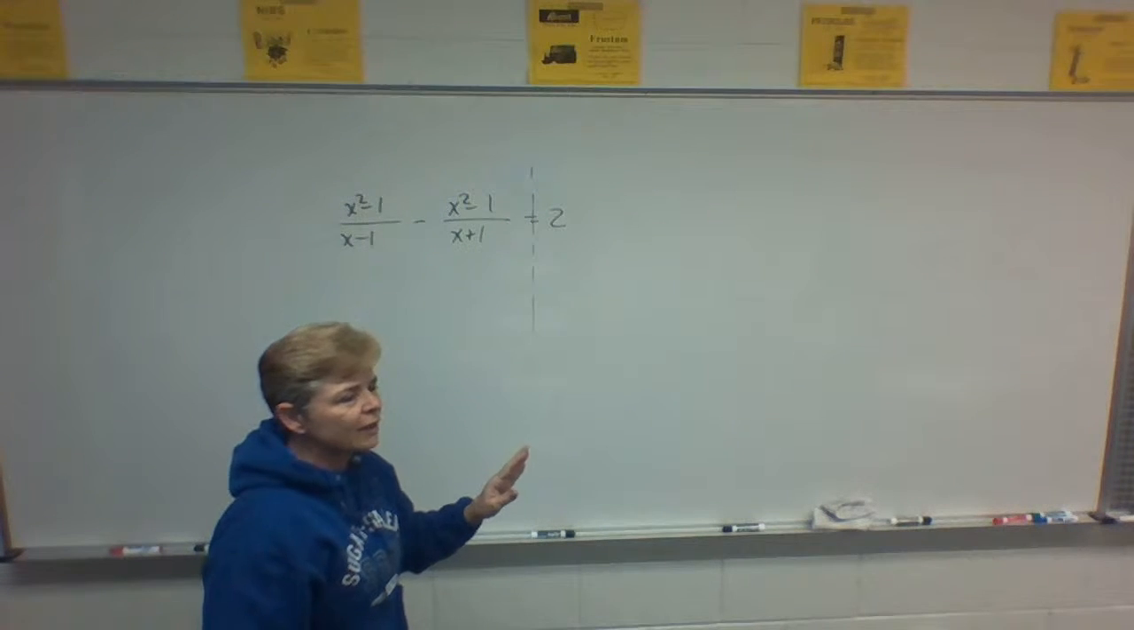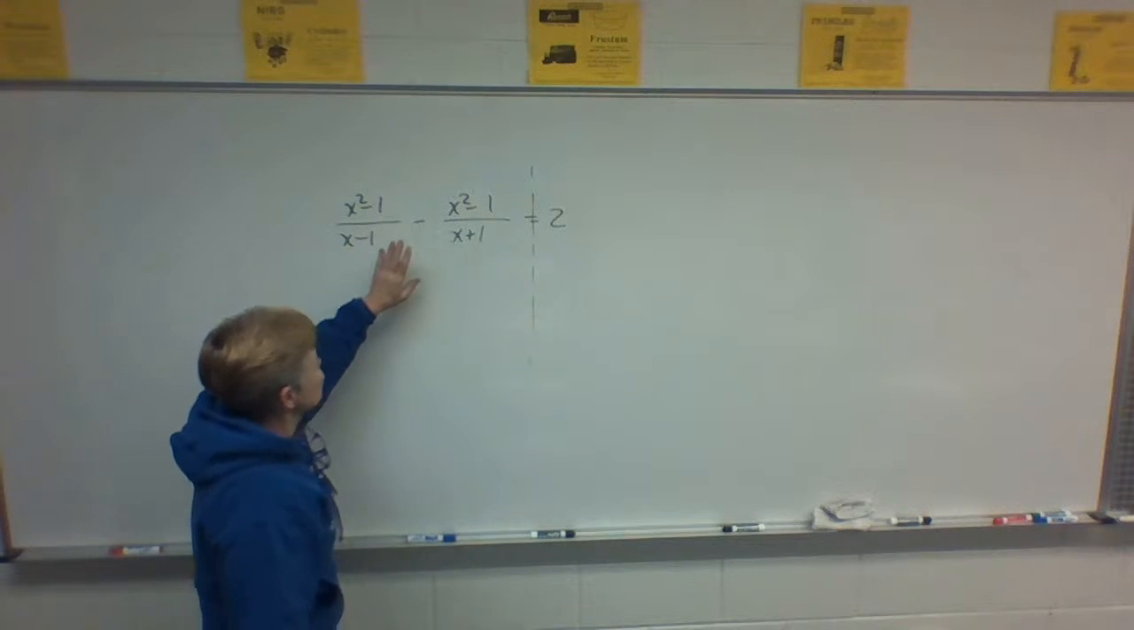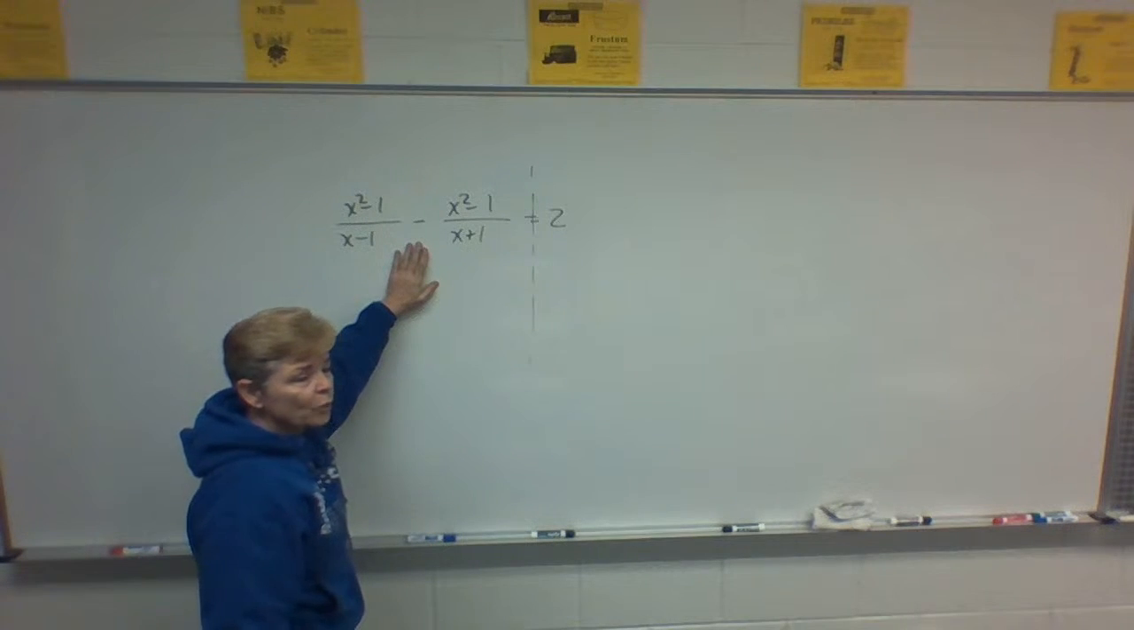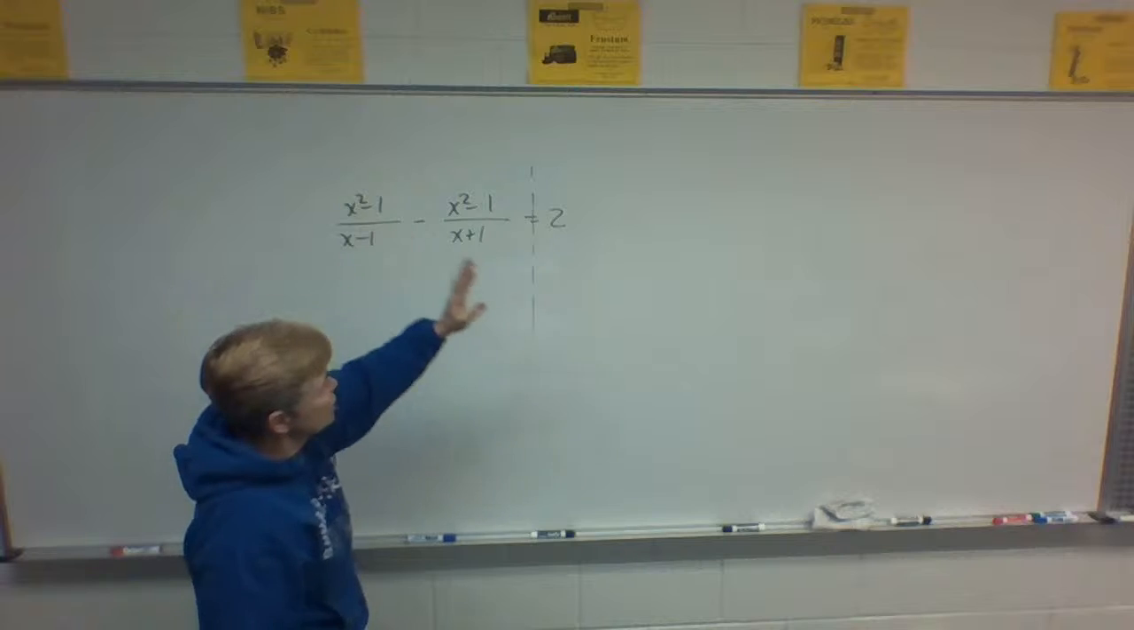We are not trying to find the value of x that makes this true. Get it out of your head. What we're trying to do is to show that this side actually has a value of 2 no matter what x is. That's what we're trying to do. And so when you're doing identities, do not cross that equal sign.